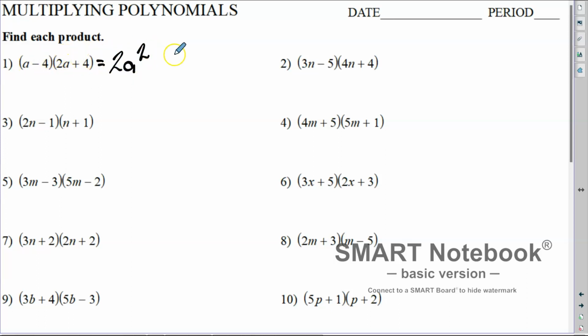A times 4 is 4a. Negative 4 times 2a is negative 8a. And negative 4 times 4 is minus 16. This skill takes you all the way through pre-calculus and beyond, so master it. Multiplying polynomials.